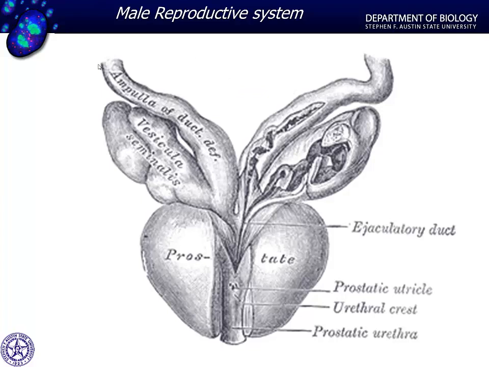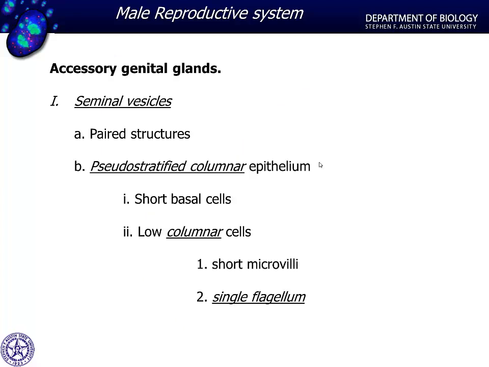So here we have the vas deferens coming in, the ampulla of the vas deferens. Here we have our seminal vesicles, and the union of the two is going to be our short ejaculatory duct, which is going to join our prostatic urethra. Again, all of this is surrounded by the prostate gland. The bladder would be just behind this, so we can't see the bladder in this particular image.